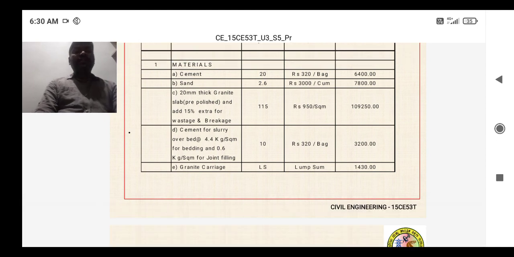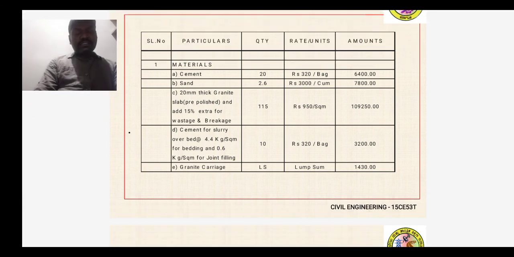Next, granite carriage, the transportation charges of granite. We take a lump sum, 1% of the total cost of granite. It's around 1430.